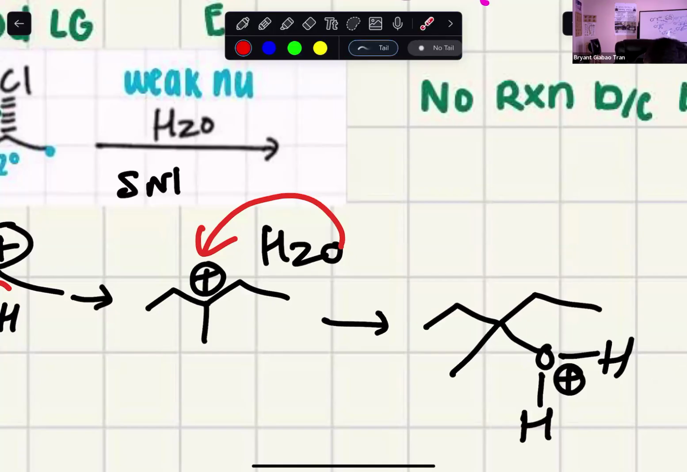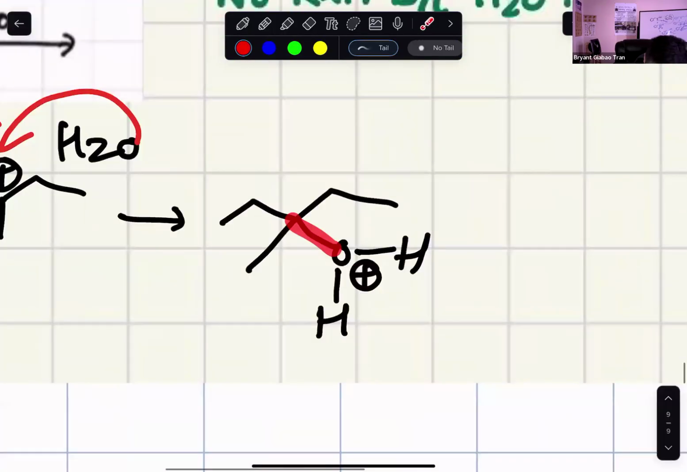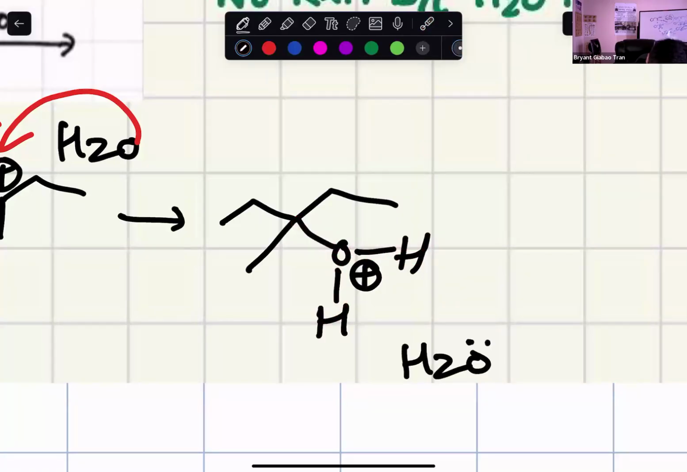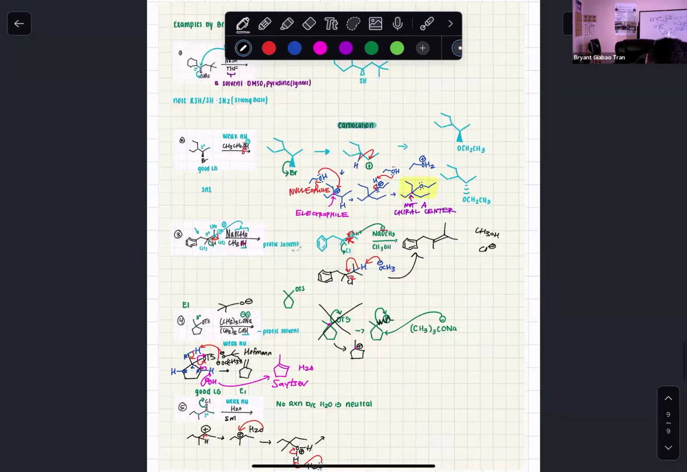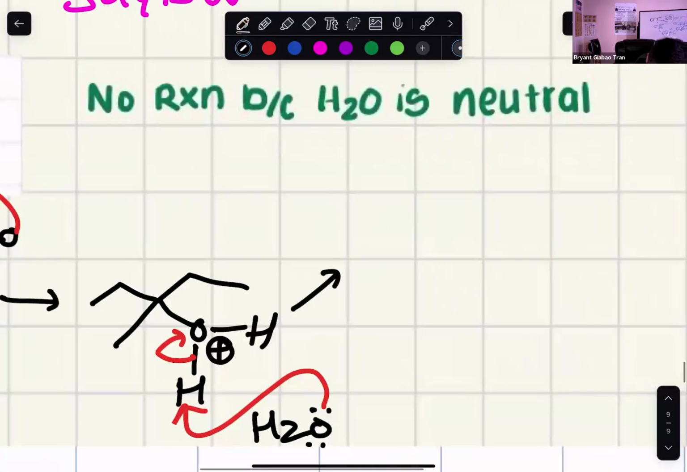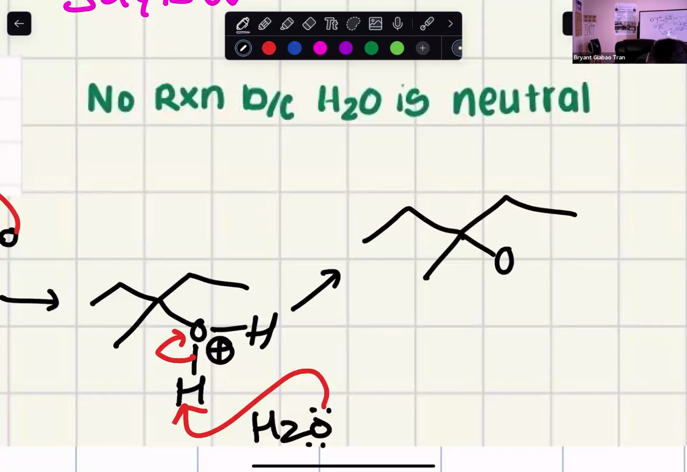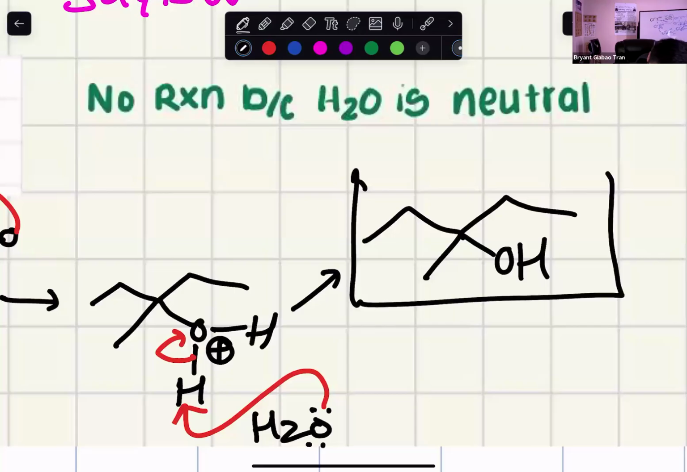New bond between the nucleophile and electrophile. Oxygen is still attached to its two hydrogens, but because it has 3 bonds, 1, 2, 3, it has a positive charge. So to neutralize that positive charge, we can deprotonate and neutralize it with another water molecule to give us our final answer here. And because this is not a chiral center, we don't have to put wedge or dashes, right? But we would if this was a chiral center. Yeah, SN1.